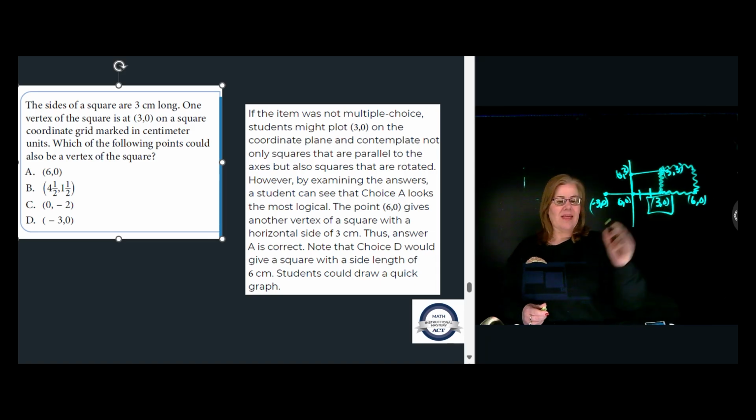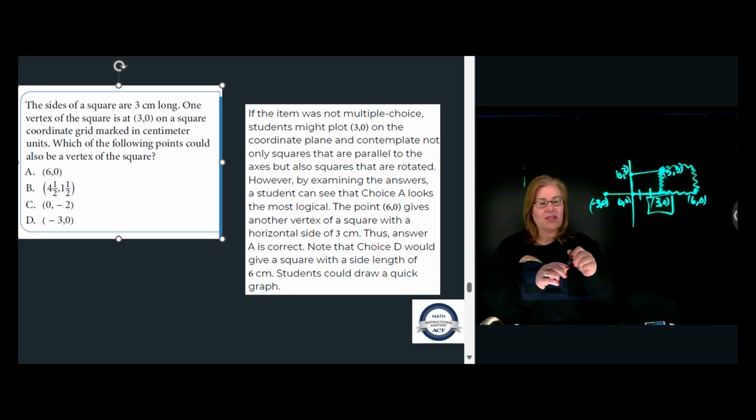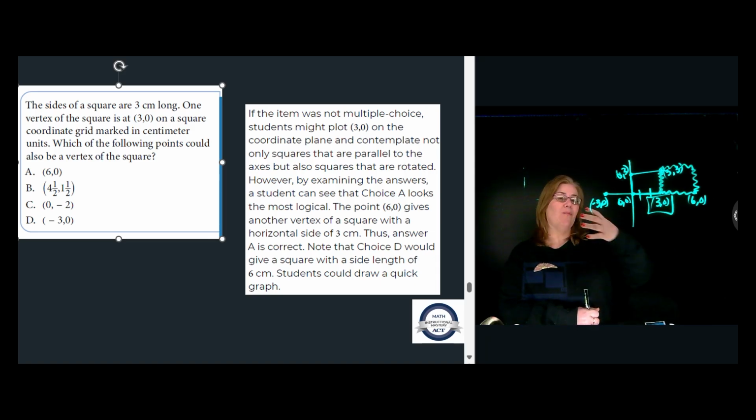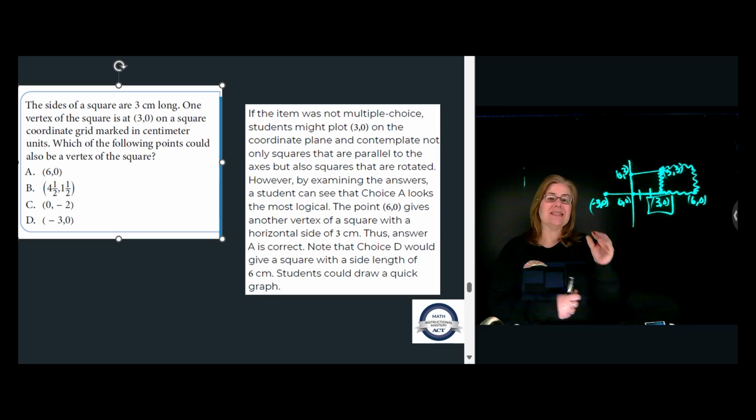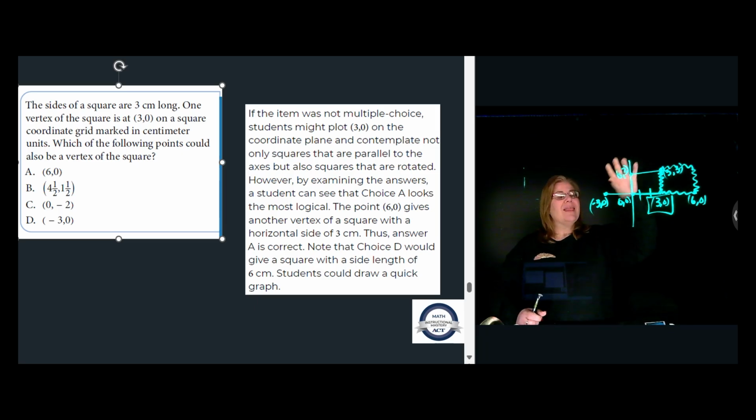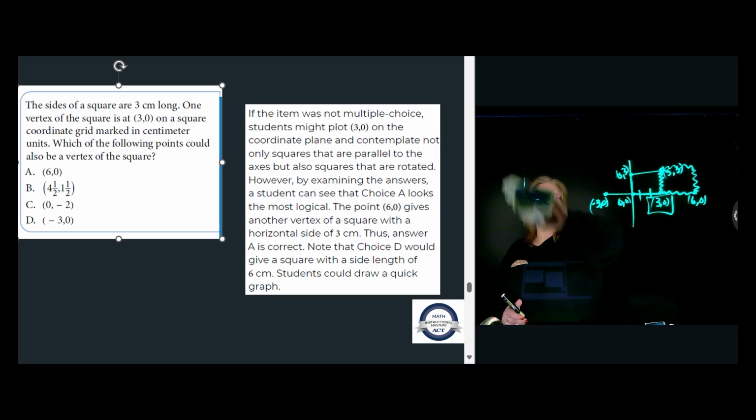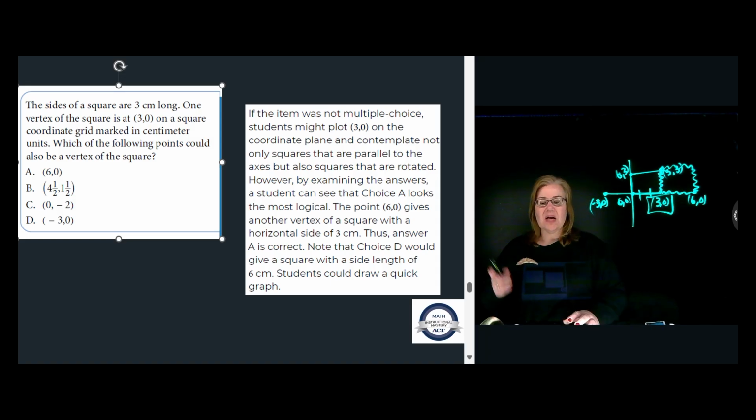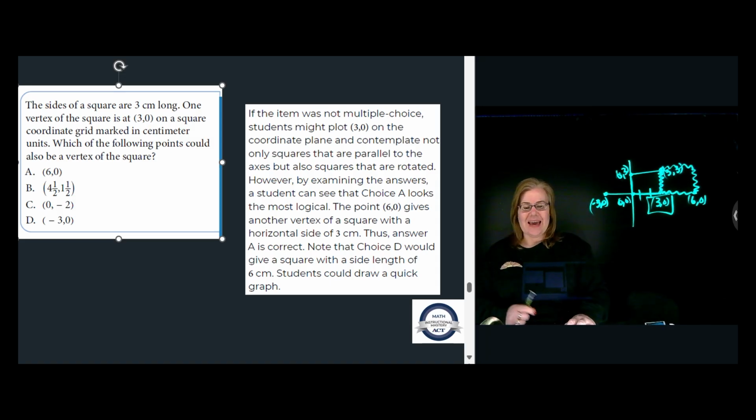So now we see the representation of why we work backwards, because if I'm over here in the negatives and I have to use this (3, 0), there's no way that my square can be that long, because it has to have a side length of 3 centimeters. So that's how we can look at this question and work backwards. So obviously my answer is what? It's A. Good job.